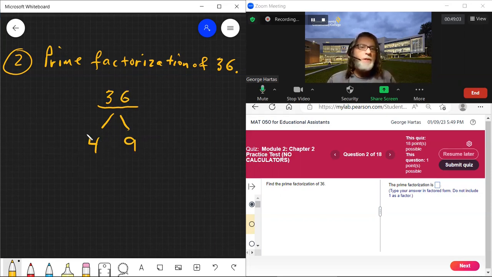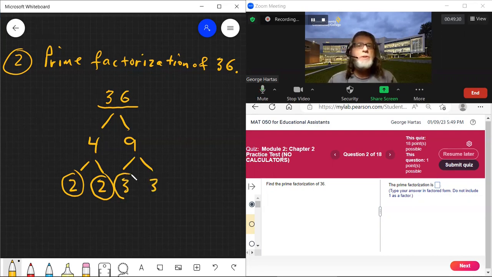Now, you have to ask yourself, is 4 a prime number or a composite number? And it's a composite number, correct? Because 2 times 2 is 4. So when you get to a prime number, you want to circle it. Circle, circle. And then you ask the same question here. Is 9 a prime number? And no, it is not. Because 3 times 3 is 9. Circle your prime numbers. When you get to the point where all the branches have ends that are circled, which means they are prime numbers, then you are done.